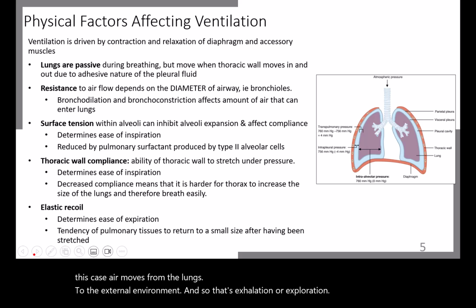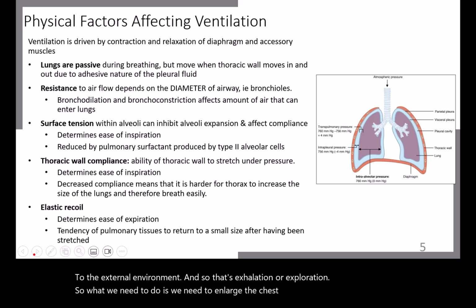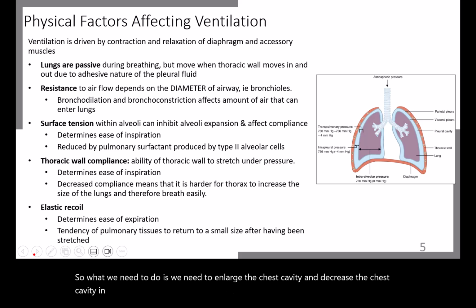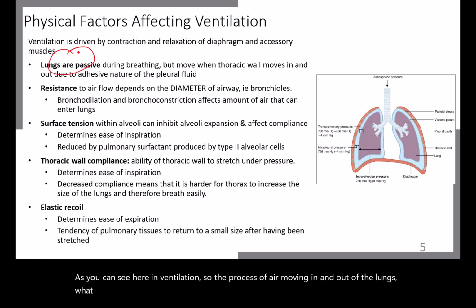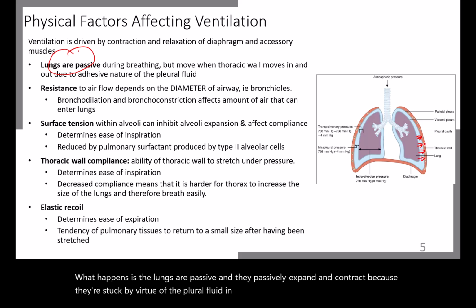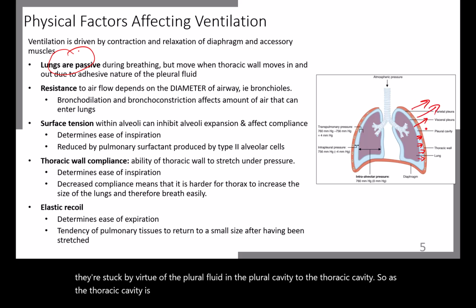So what we need to do is enlarge the chest cavity and decrease the chest cavity in order to provide changes in alveolar pressure. As you can see here, in ventilation, the process of air moving in and out of the lungs, the lungs are passive and they passively expand and contract because they're stuck, by virtue of the pleural fluid in the pleural cavity, to the thoracic cavity. So as the thoracic cavity is expanded, the lungs also expand. As the thoracic cavity contracts, the lungs also contract, right?